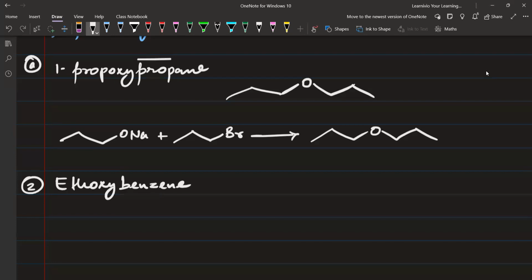See, 1-ethoxybenzene. First of all, you need to know what is the structure of 1-ethoxybenzene. So you'll have benzene ring and oxygen. So this is the benzene ring. अब इसमें ethoxy लगा हुआ है. So you'll have O, 1 carbon and 2 carbon. So ethyl group is there.